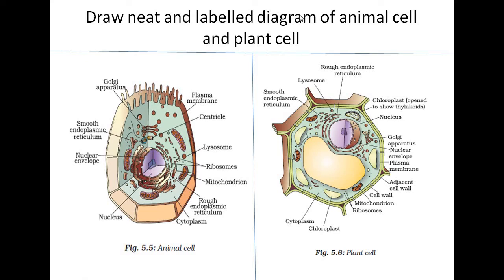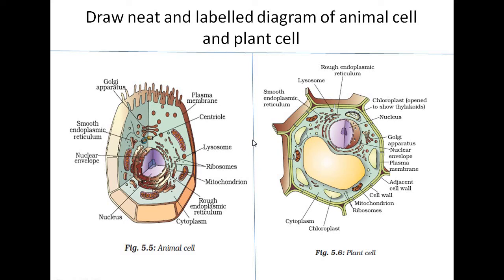In animals, they can move, so there is no need of a rigid outer covering. They can move away from dangerous situations. So there is no covering of this cell wall. This cell wall is a dead covering. Dead outer covering. It is made up of cellulose. The cell wall is made up of cellulose.